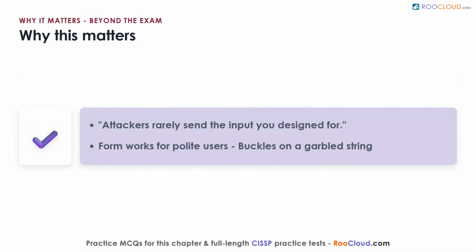Why does this matter beyond the exam? Because attackers rarely send the input you designed for. Picture a travel platform whose booking form works flawlessly for polite users, then buckles the moment someone pastes a garbled string into it. Testing for the ugly, unexpected case is what keeps that surprise out of production. On the job, your instinct to ask, what happens if I feed this the worst possible data, is exactly what separates robust software from fragile software.